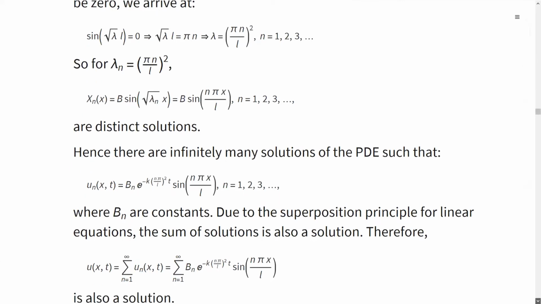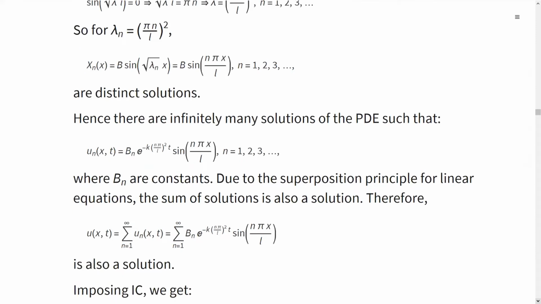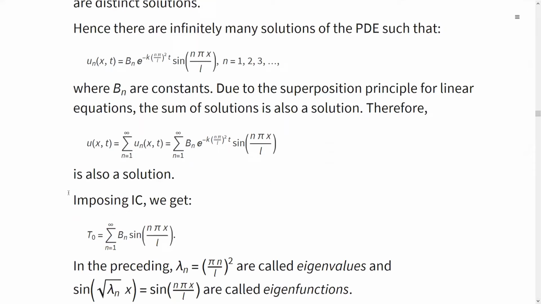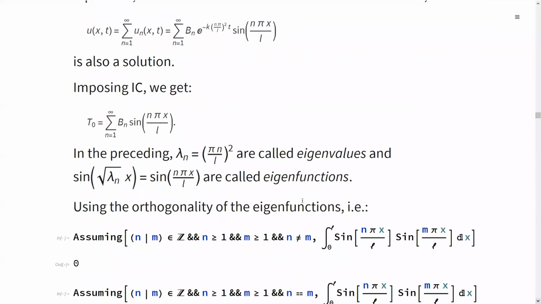So since the equation is linear, we can use the superposition principle, and we can write the solution as a summation, infinite summation this time, because we have infinitely many solutions of this type. The next step is we impose the initial condition, and the lambda n's are called eigenvalues. These functions are called eigenfunctions.